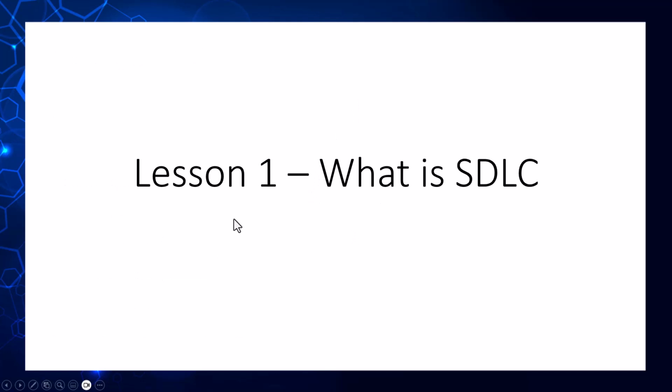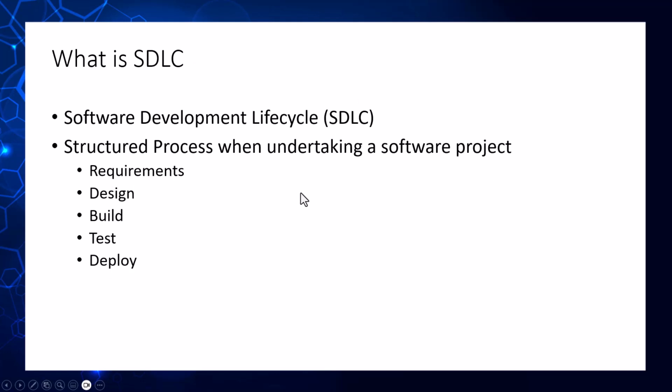So let's jump right in with what is SDLC, Software Development Lifecycle. Some people refer to it as Software Delivery Lifecycle. Same thing, just a different tag associated with it. Essentially, it is a structured process that you go through when undertaking a software project. The main phases of the SDLC are requirements, design, build, test, and deploy. We'll talk through what each of these means as we go through the course.